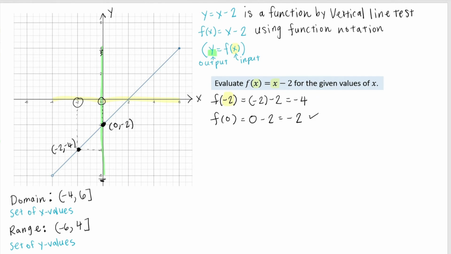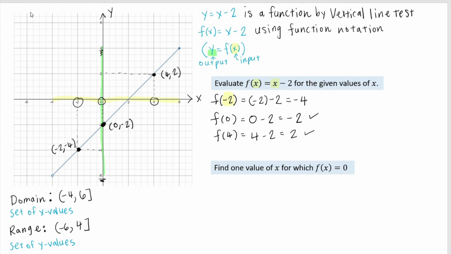Let's evaluate f of 4. From the graph, we know that y is going to be 2. Let's check. So we get 4 minus 2 is equal to 2.